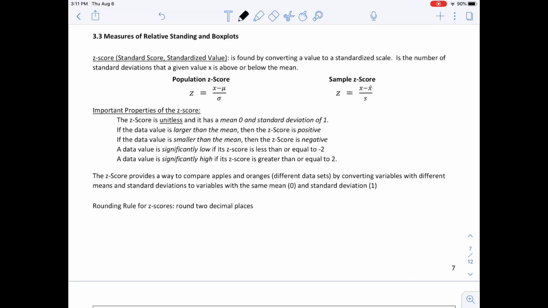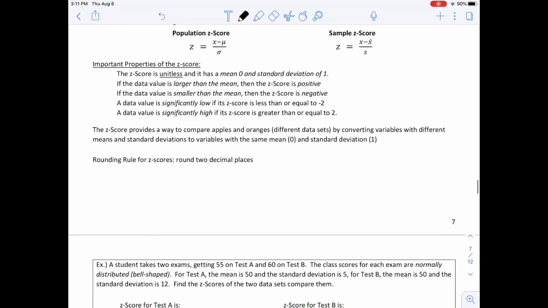We are in section 3.3, measures of relative standing and box plots. First term that we have is a z-score, or a standard score, or a standardized value, found by converting a value to a standardized scale. It is the number of standard deviations a given value x is above or below the mean. The formula is listed for the population z-score and the sample z-score. They are the same formula, however, one is using the mean and the standard deviation for the population, and the other is using them for the sample.